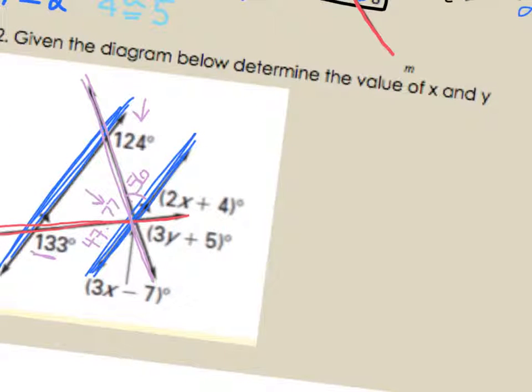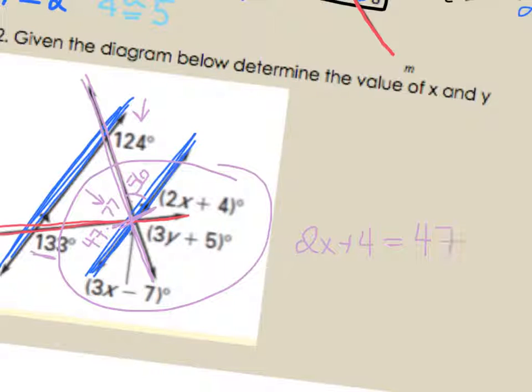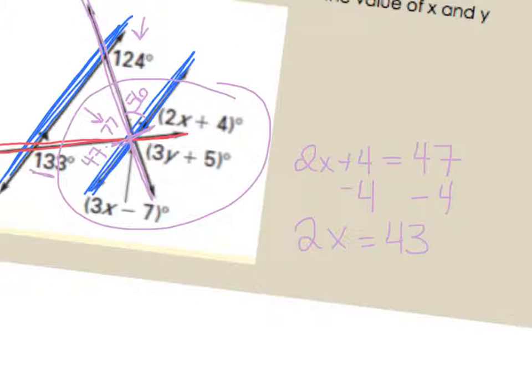So if I look at this group over here, I see some vertical angles. I see 2x plus 4 is vertical to 47, so it's going to equal 47 because vertical angles are equal. So this is how I can solve for x. So x is going to equal 21.5.